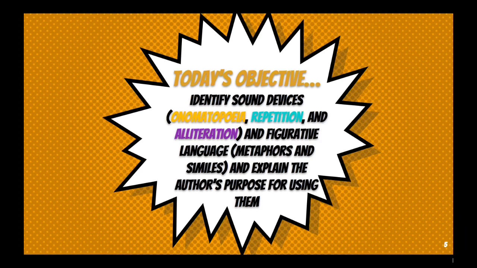So today's objective is to identify sound devices, onomatopoeia, repetition, alliteration, and we're going to talk about rhyme a little bit, and figurative language, which we already reviewed a little bit, the metaphors and the similes, to explain the author's purpose for using them, okay? So authors like to switch things up and make things interesting by using both sound devices and figurative language. So our objective today is just to be able to identify them, so to point them out in different texts, and then also explain why the authors use them.